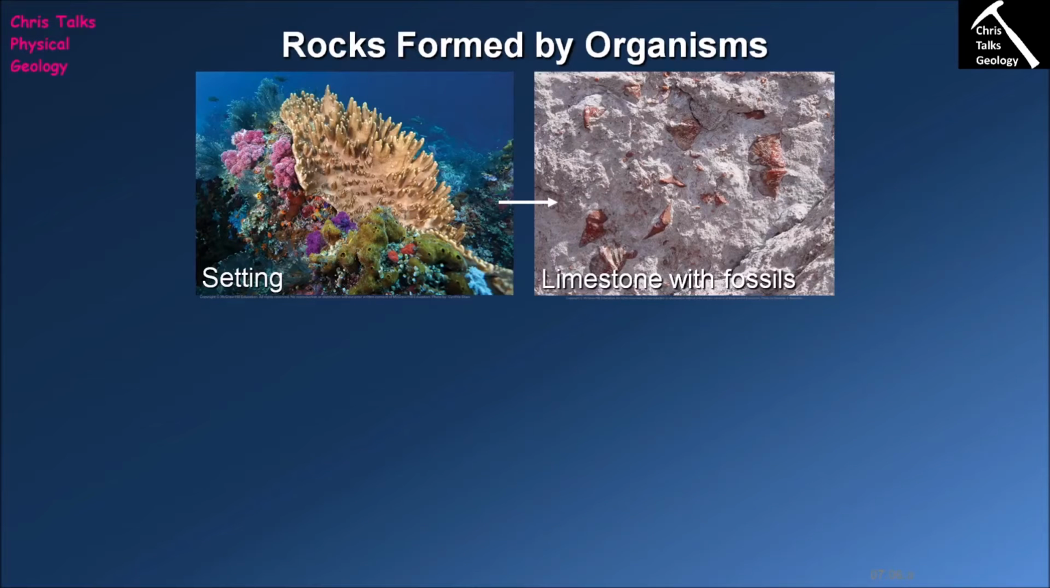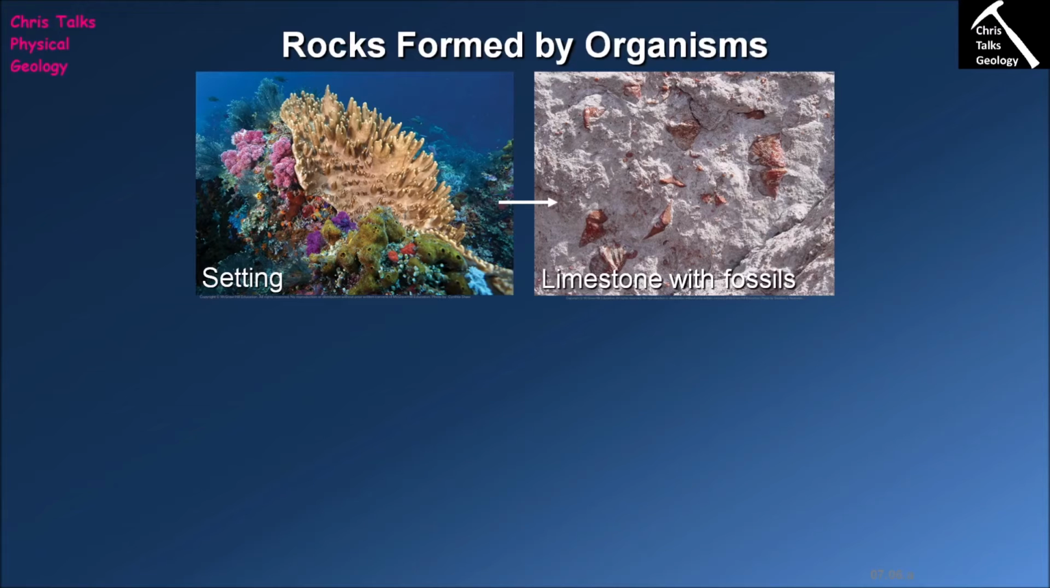So then we have rocks which can be formed by organic processes. And of course, the classic rock that's formed by organic processes is limestone. So limestones are produced by an accumulation of calcium carbonate rich shelly material. So that can be stuff like corals, it can be oyster shells, it can be shells from other animals, it can be the skeletons of animals, all accumulating in an area over a prolonged period of time.